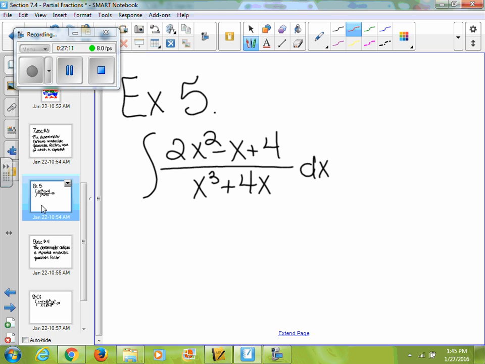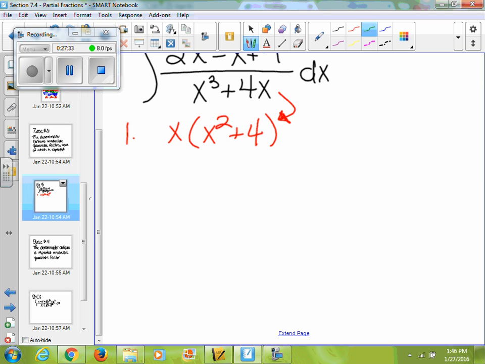So, first step is to factor your denominator. My denominator is bigger than my numerator, so I don't have to do any long division. So what can I factor out of an x cubed plus 4x? X. So if I factor out an x, I get x squared plus 4. And x squared plus 4 is not reducible, you can't factor it any further. So we go to step 2, where we set up our partial fractions.